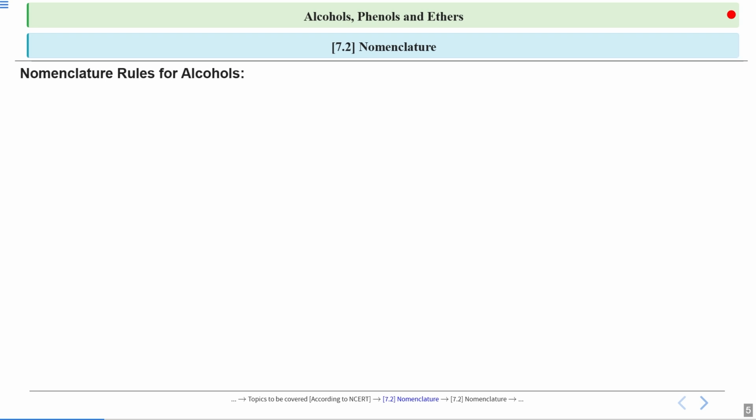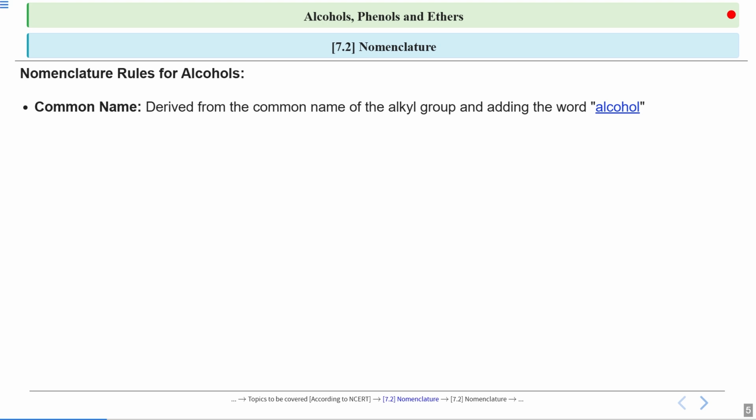So let's begin with the NCERT section 7.2 nomenclature. And first of all, let's look upon the nomenclature rules for alcohols particularly. So there are two types of names that exist, common names and IUPAC names, right? Common names are derived from the common name of the alkane or alkyl group, and then we add the word alcohol after it while writing the common names of the alcohols.